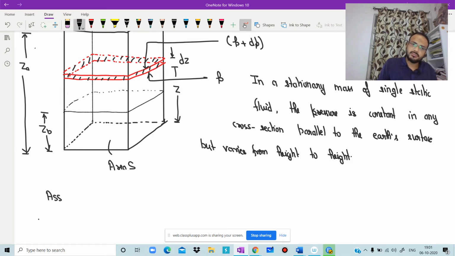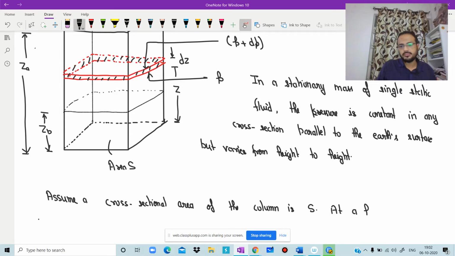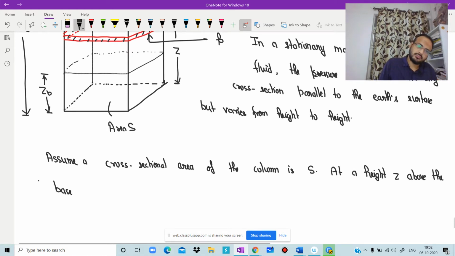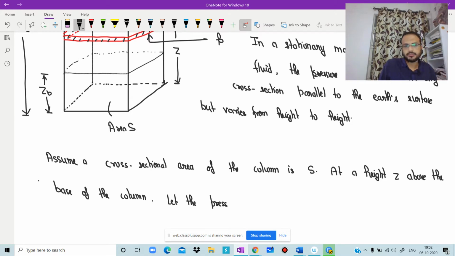So as you make, the cross-sectional area of the column is S. So at a height Z above the base of the column, assume let the pressure be P and P plus dP. Is it clear?